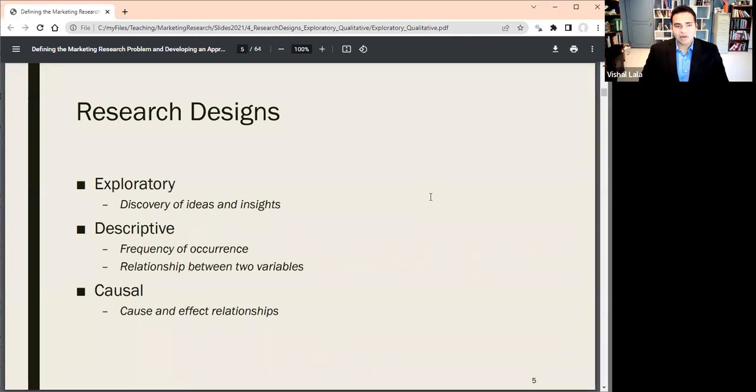There are three research designs that are commonly used. An exploratory research design is utilized when one has very little structure about the problem. When we have a rough idea about what the research problem is, or we feel less confident about the research problem formulated, one would look at an exploratory research design.